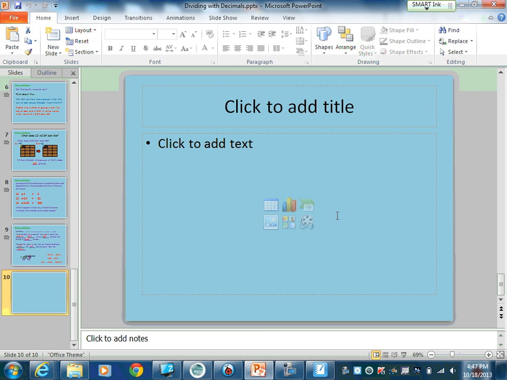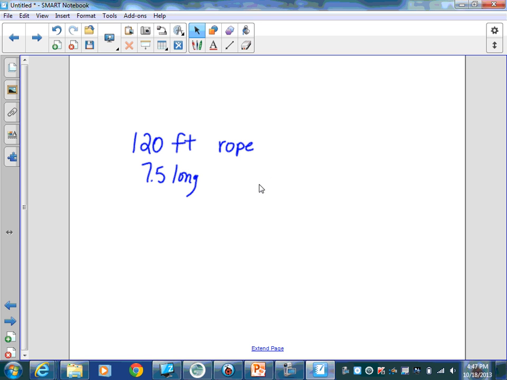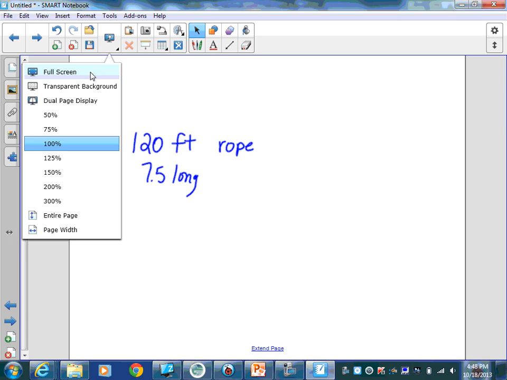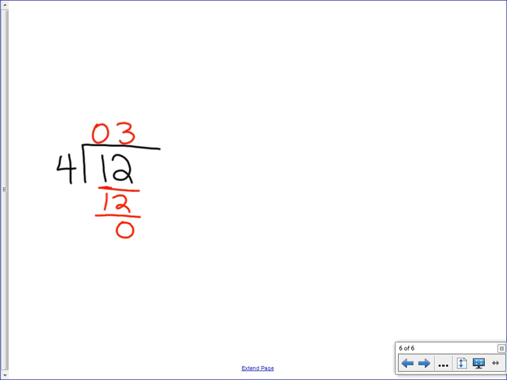So let's look at the difference between the three that they started with. Our first candy bar was 12, and they wanted us to divide it up into 4. Well, with this, I would just divide as I normally would. I would look at, does 4 go into 1? No. Does it go into 12? Yes, it goes in 3 times. I multiply, I subtract, and my answer is 3.